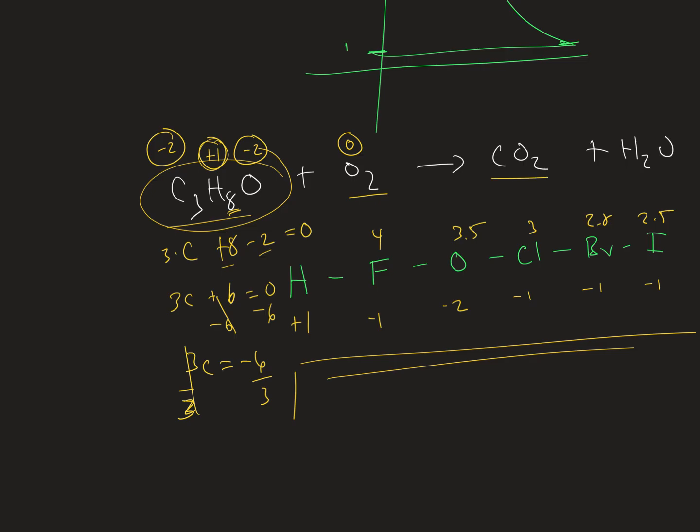Now we go to CO2. Which one do we deal with first, carbon or oxygen? Oxygen's oxidation number is? -2. There's 2 of them. That makes -4. So what does carbon have to be? +4. You with me?